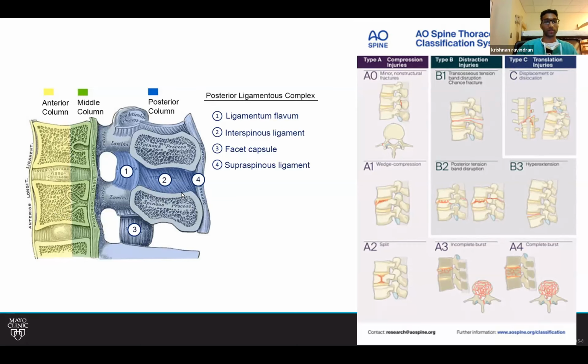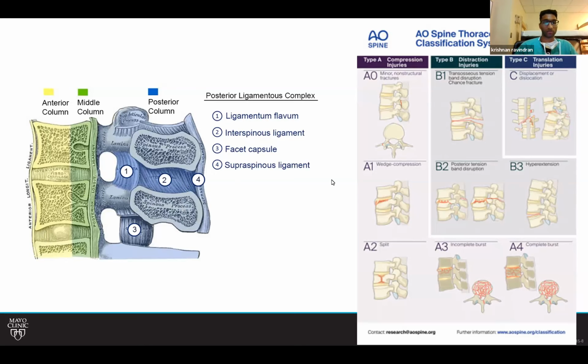That's what's shaded in blue here. The PLC that JP was talking about for the TLICS score comprises 4 specific components, and these have been deemed to be the most important for providing structural integrity to the posterior column. That's the ligamentum flavum, which you can kind of see there, and the interspinous ligament here, the facet capsule, which you see at the bottom here, and the supraspinous ligament here.